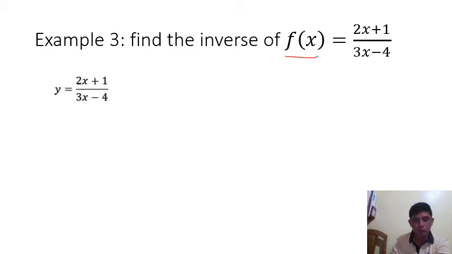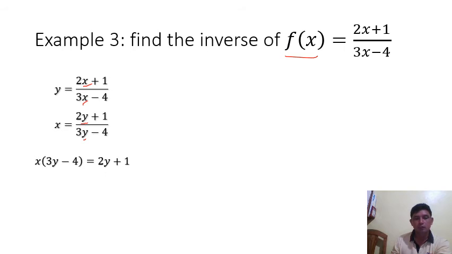Next is interchange x and y. So if you have observed, we have here x in the numerator and in the denominator. So if you interchange them, it will become 2y plus 1 over 3y minus 4 equals x. Next is, so cross multiply. So this one is being cross multiplied here. So therefore, x times 3y minus 4 equals 2y plus 1.